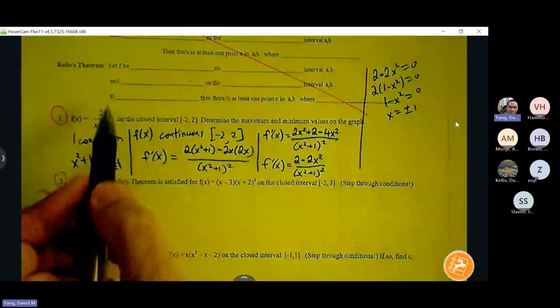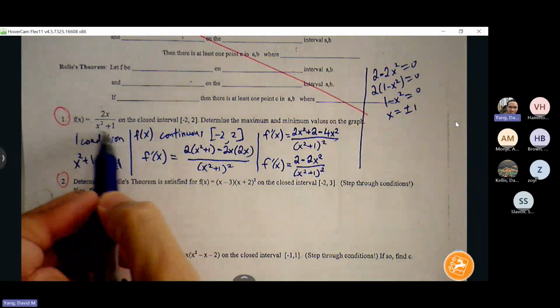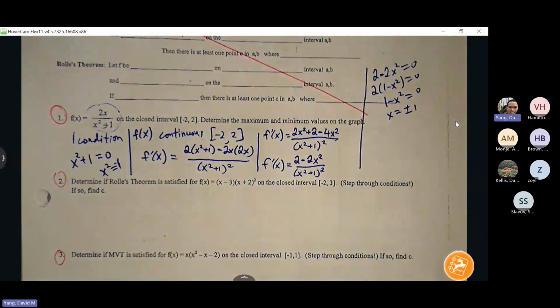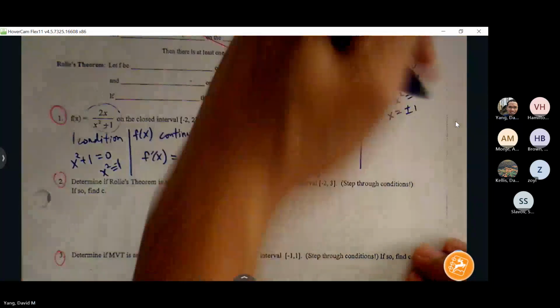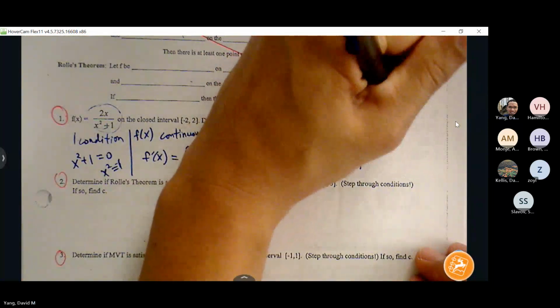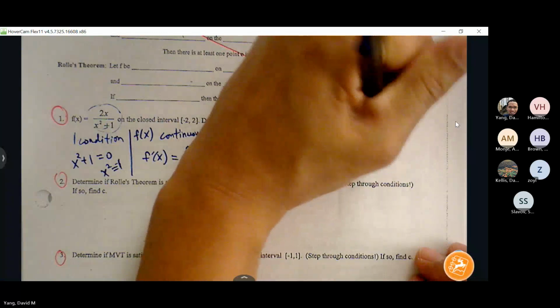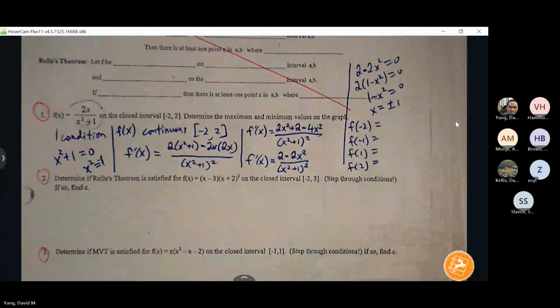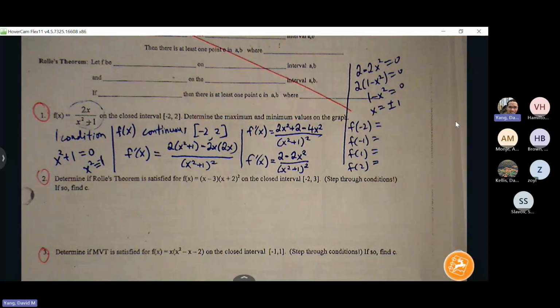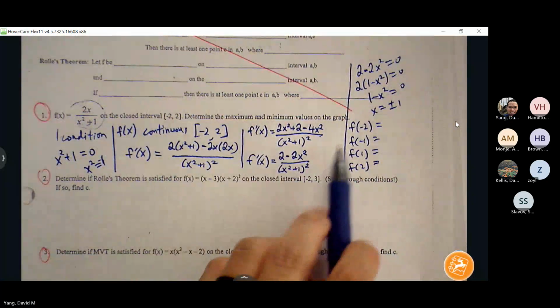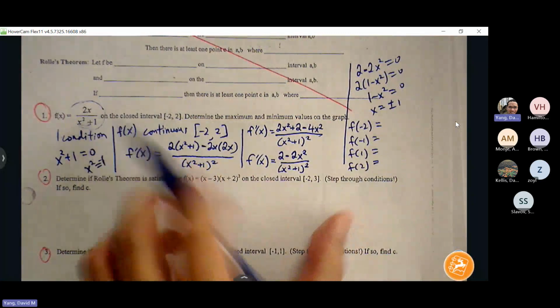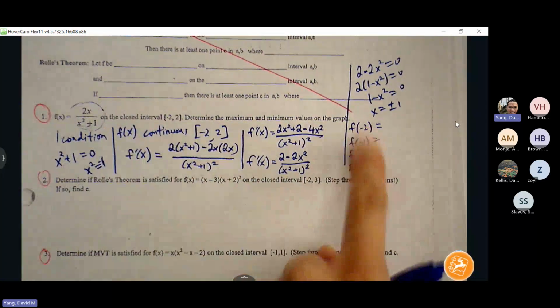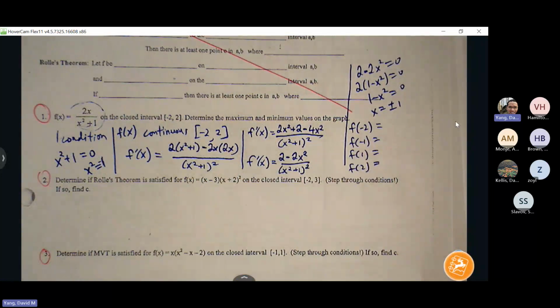And they all go back into the original function. And we just compare their y values. Highest y value is your absolute max. Lowest is your absolute min. So they each get inserted into the original function. Don't plug into the derivative, into the original function. Now we're looking for location, right? We're looking for what is physically the highest and the lowest point on this graph.